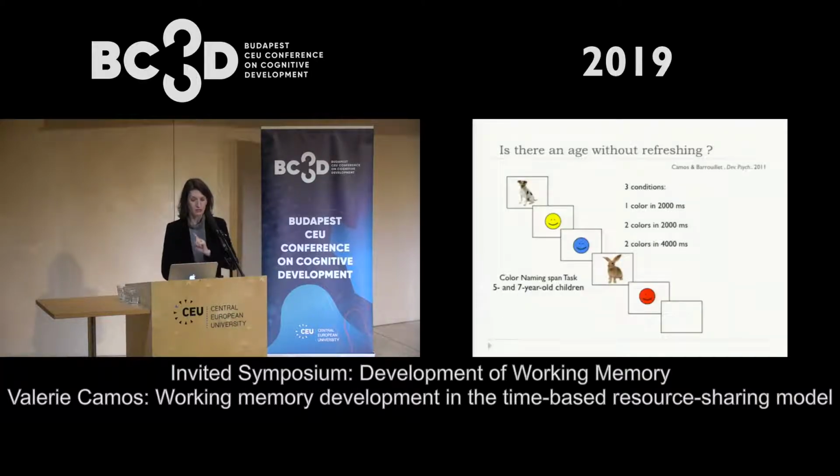I just want to present a last experiment on preschoolers. Is it possible that there is one age at which this mechanism of refreshing, so that ability to reactivate, to flexibly manipulate attention, to store and process information, will not be working or not be here? We tested 5 years old and 7 years old in another type of task.